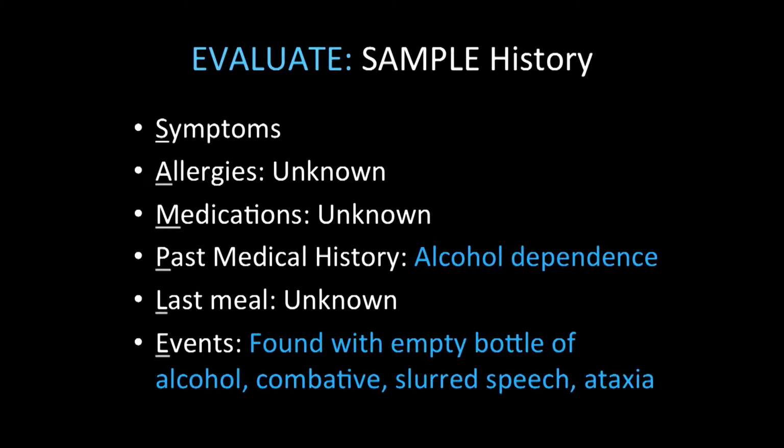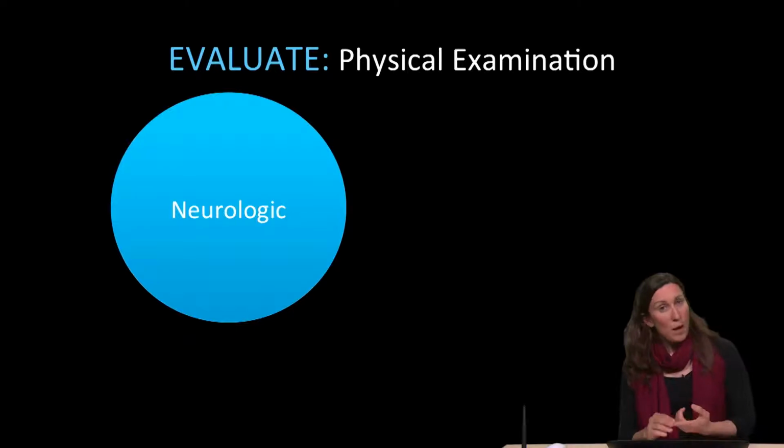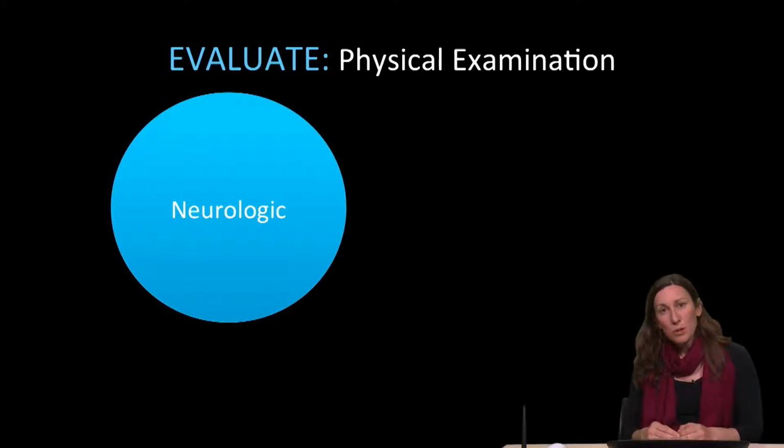So again, it can be very unsatisfying, and you may not have much of a history to go on when you are evaluating an altered mental status patient. So that's where we move on to the physical exam. Now, there are really 2 instances in emergency medicine where we perform a much more comprehensive exam. Because as you've seen in many of the other lectures, we really try and provide a focused physical exam. But in trauma and in altered mental status, we do a much more comprehensive exam.